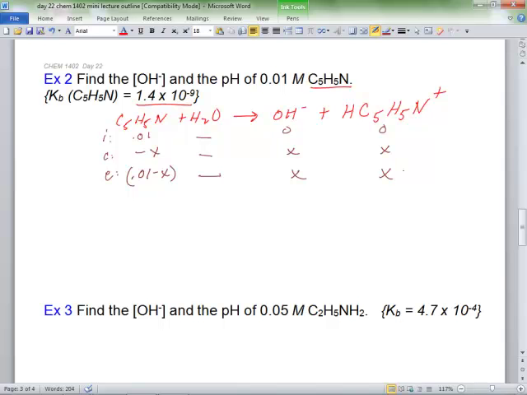It's going to be X. All right, because here's all of our answers. So if they wanted to know the concentration of hydroxide, it'd be X. If they wanted to know the concentration of the conjugate acid, it would be X. If they wanted to know C5H5N, 0.01 minus X, but essentially just 0.01 because X is going to be really tiny.